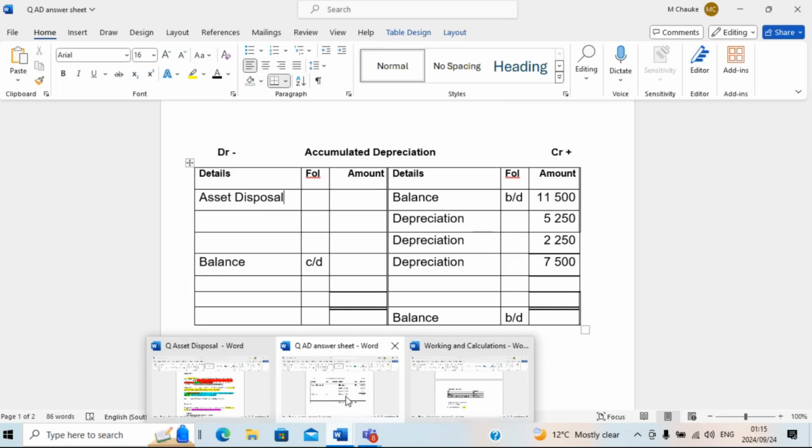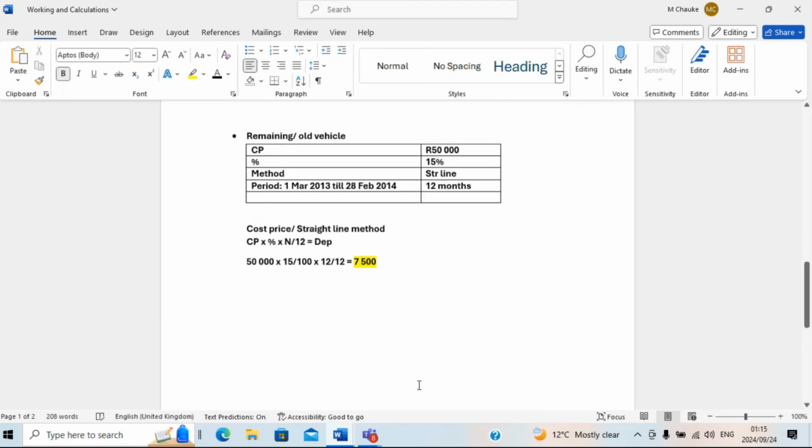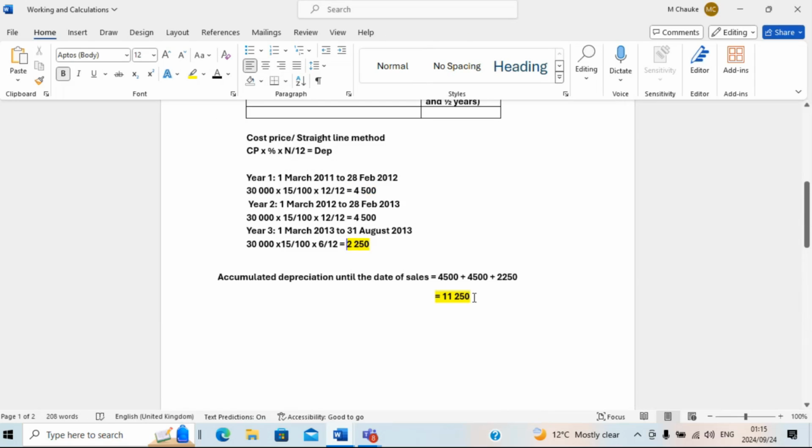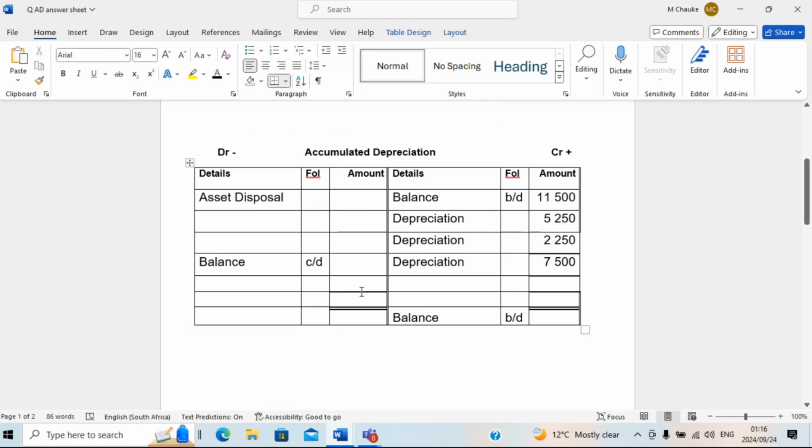Let's go and check there in the worksheet. Remember, we calculated it is this one. The accumulated depreciation until the date of sales of that vehicle that was sold is 11,250. We're going to record it on the debit side of our accumulated depreciation as asset disposal, 11,250. Then we are done with this account. We just have to balance and close off. So we check which side is bigger.